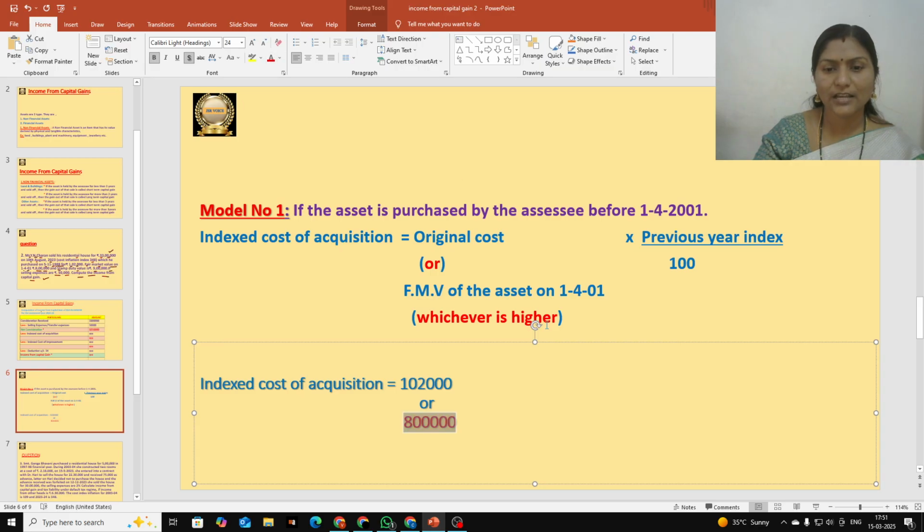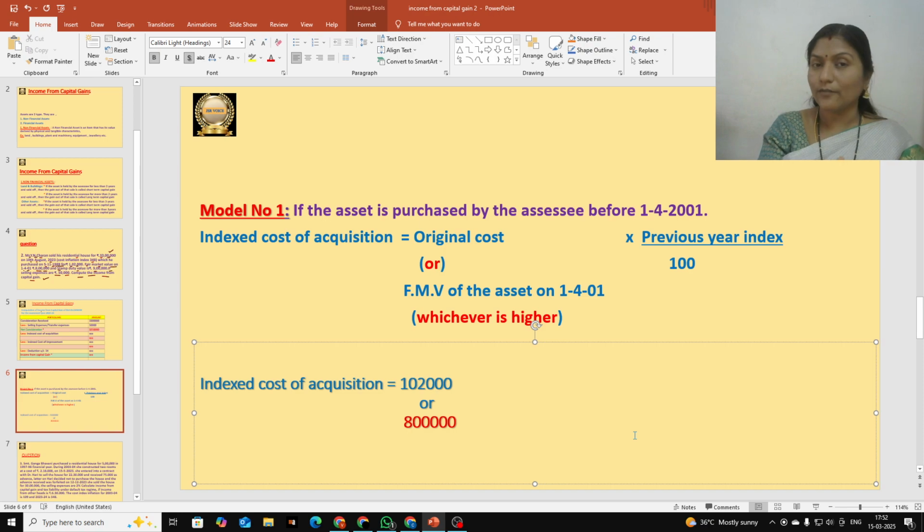I will just change the color of the selected one. That only we take into account while calculating. So what you have to do? You have to circle around 8 lakhs. Whatever you select, that should be circled. So 8 lakhs I selected. And if stamp duty value is not given in the question, we can proceed with 8 lakhs. But in any problem, if stamp duty value is given, then we should compare this selected one with the stamp duty value. The lesser one should be taken out of those two.